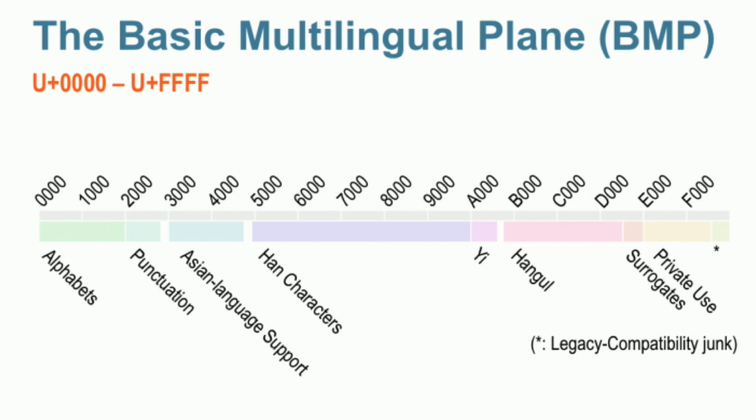Japanese, and Korean. We have a small section for Yi, which is a Chinese ethnic language. We have Hangul, which is a Korean writing system. And then we also have a private use area, which we will get back to.